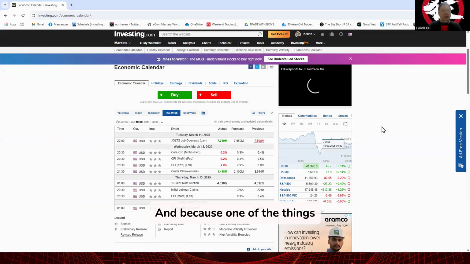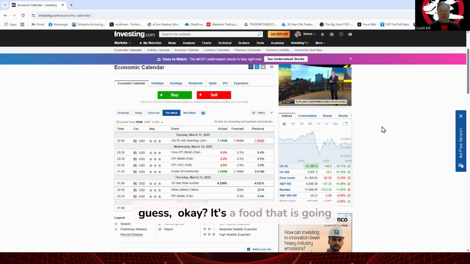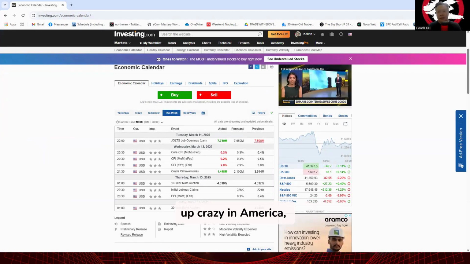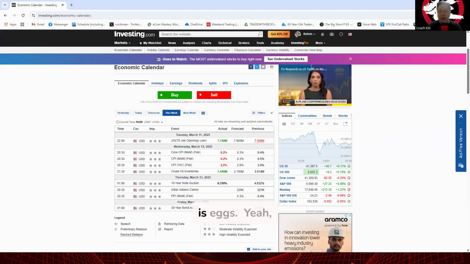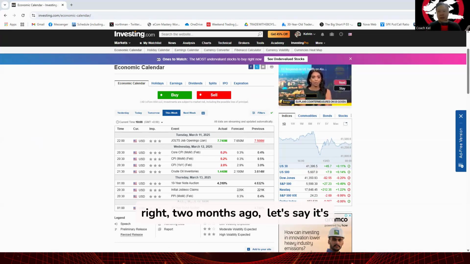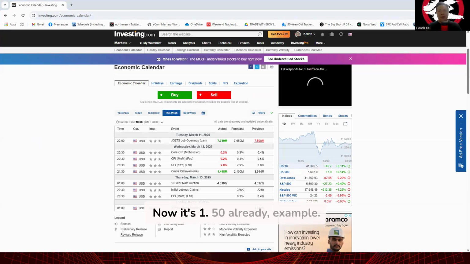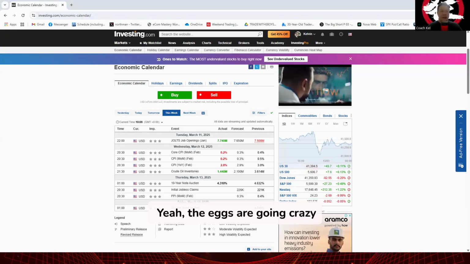And one of the things that's rising up in price, give a guess, okay, is a food that is going up crazy in America, and that thing is eggs. Yeah, eggs, 鸡蛋. Eggs is really crazy. Apparently, 2 months ago, let's say it's worth $1, for example. Now it's $1.50 already, for example. Yeah, the eggs are going crazy in price.